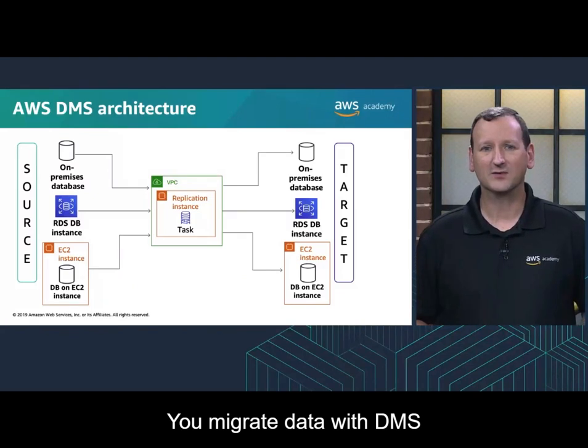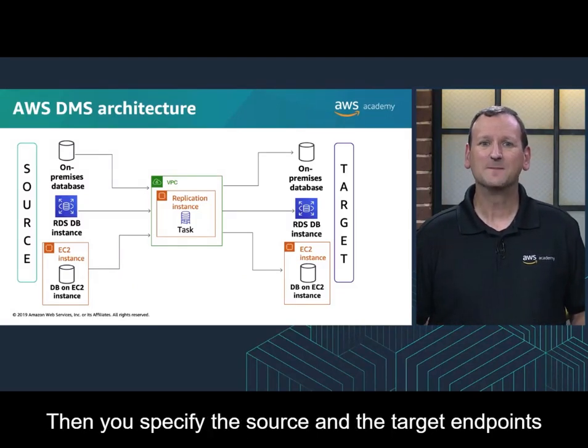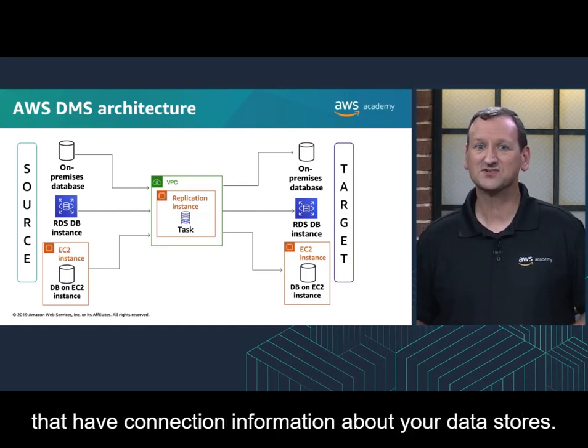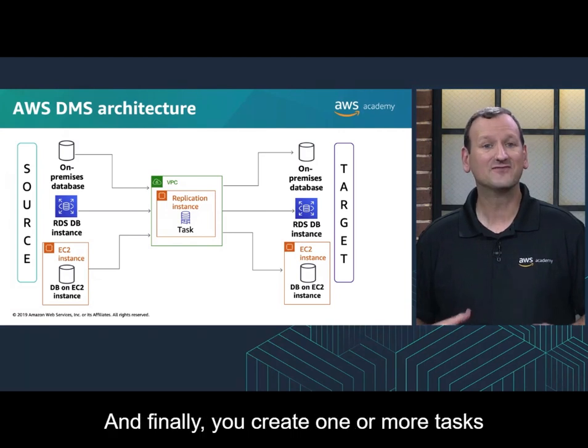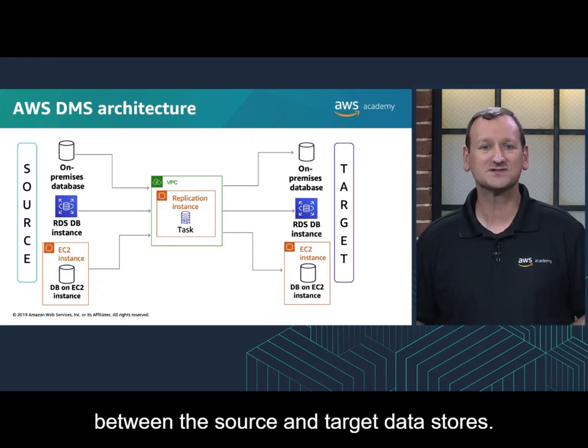You migrate data with DMS by first creating a replication server. Then, you specify the source and the target endpoints that have connection information about your data stores. And finally, you create one or more tasks on the replication instance to migrate data between the source and target data stores.